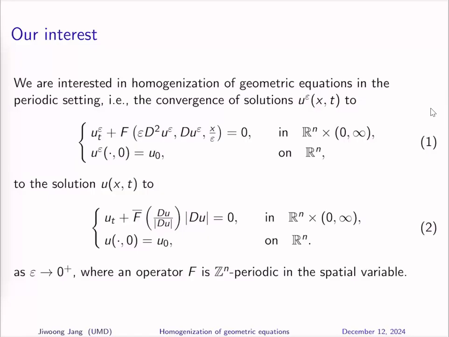As we look from far away, we will see some average behavior. If there is a real average behavior, then we say homogenization happens. Sometimes the homogenization does not happen. It depends on the cases, and we will see examples.